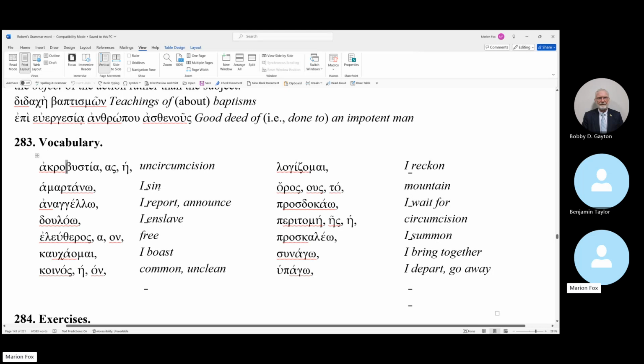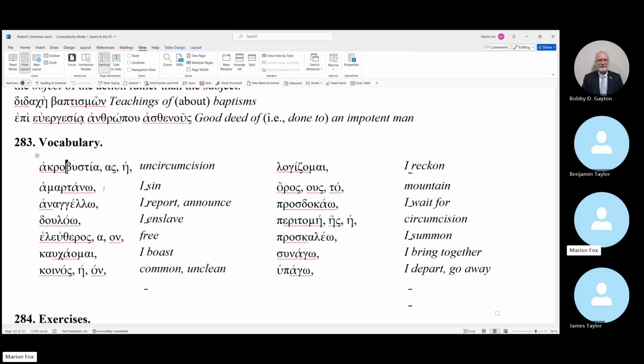Hamartano, this is I sin, one of the words for sinning. This is to miss a mark. So some people sin out of ignorance, and it probably won't be hamartano, because with this one you had a mark and you missed it. You knew not to do it, but you did it anyhow.